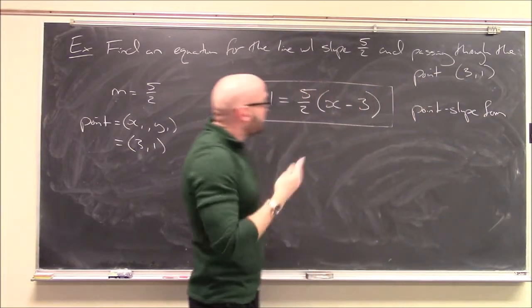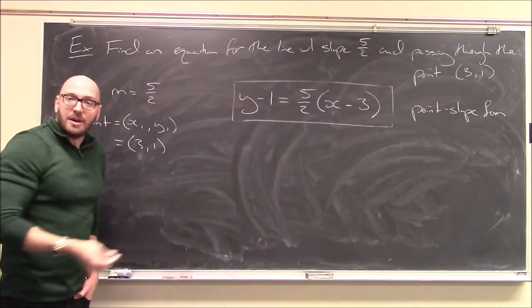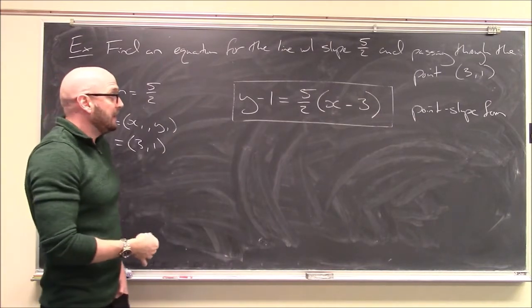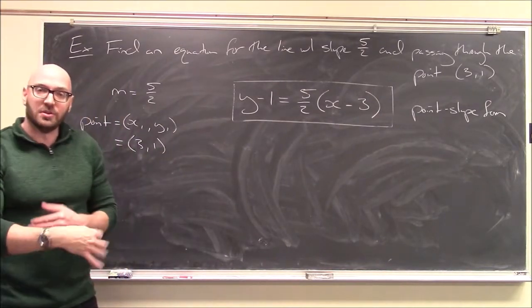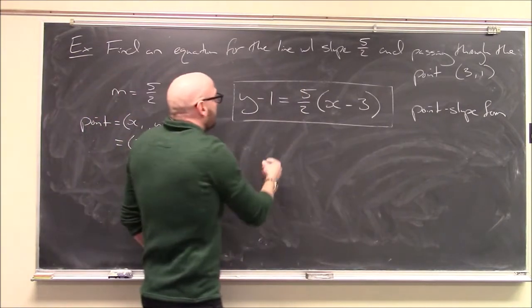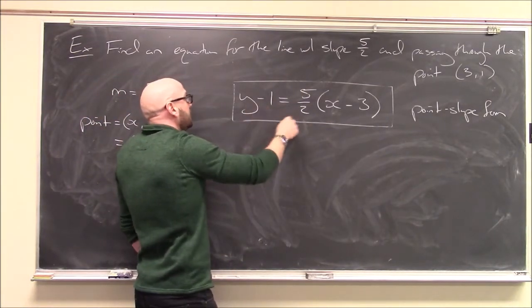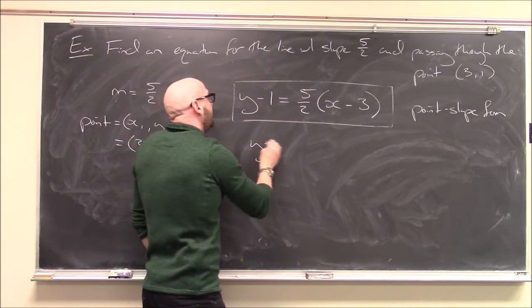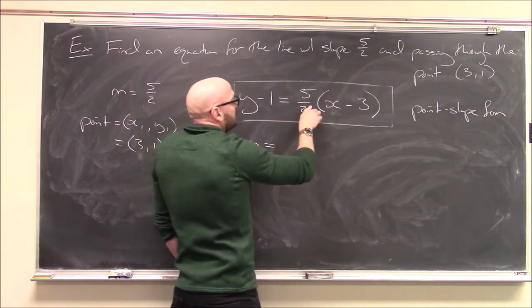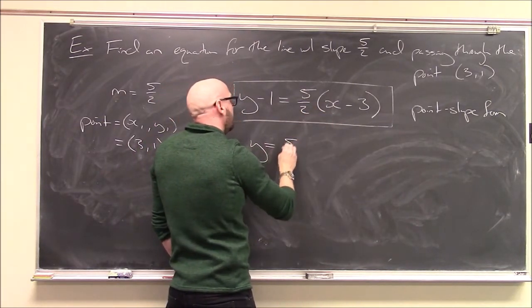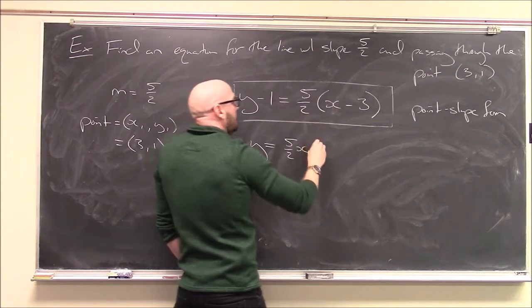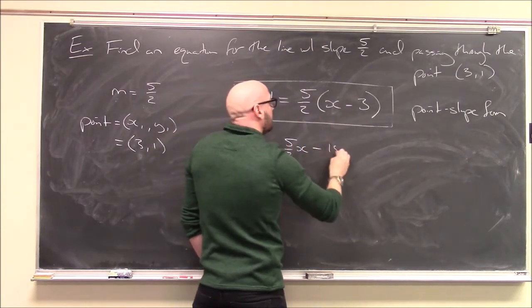Now you might say, I don't like this form. I like y equals mx plus b. I like it in that form. And indeed, my math lab might often ask you to put your equation in a particular form. Well, that's no problem. If I want y equals mx plus b, I just have to rearrange this. I need y equals, let's distribute this out. 5/2 x minus 3 times 5/2, so minus 15/2.